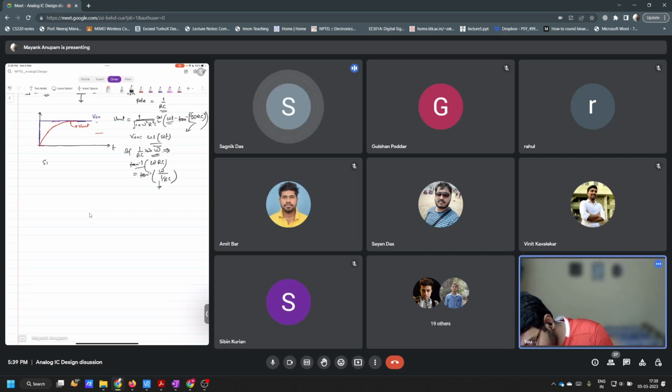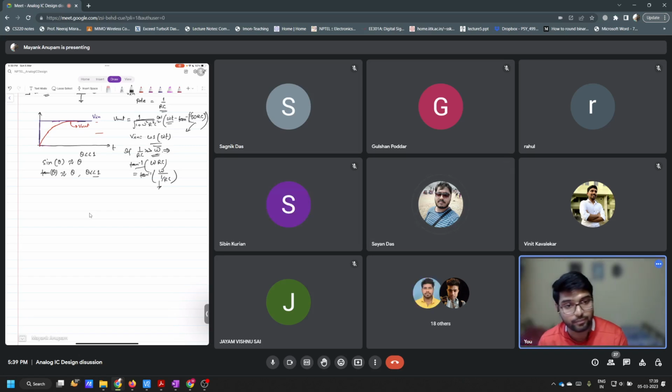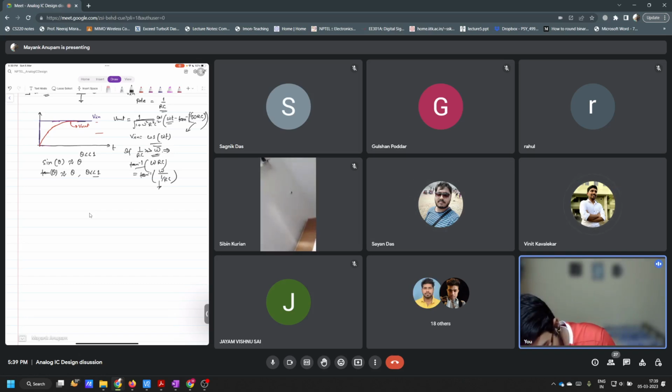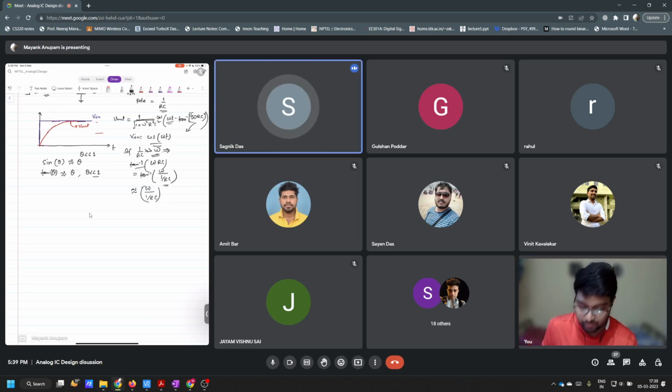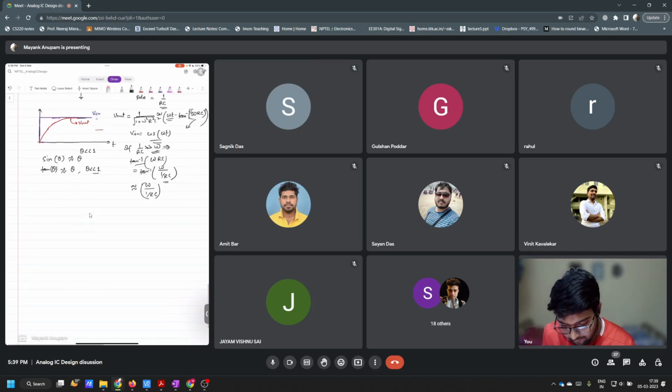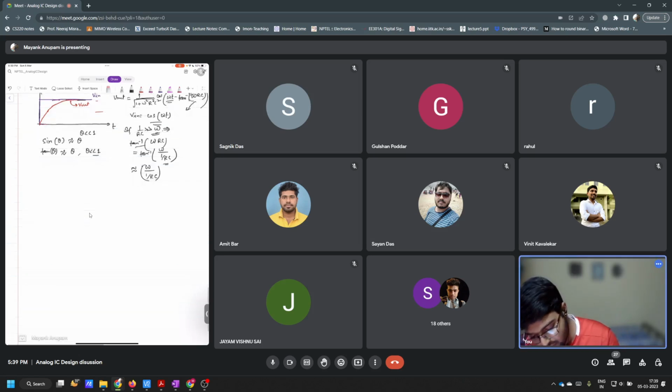You know that sine of theta is approximately equal to theta if theta is much less than 1. Similarly, tan theta is approximately equal to theta when theta is much less than 1, isn't it? So here also omega divided by 1 over RC is much less than 1, right? So this can be approximately written as omega divided by 1 over RC, isn't it? Correct?